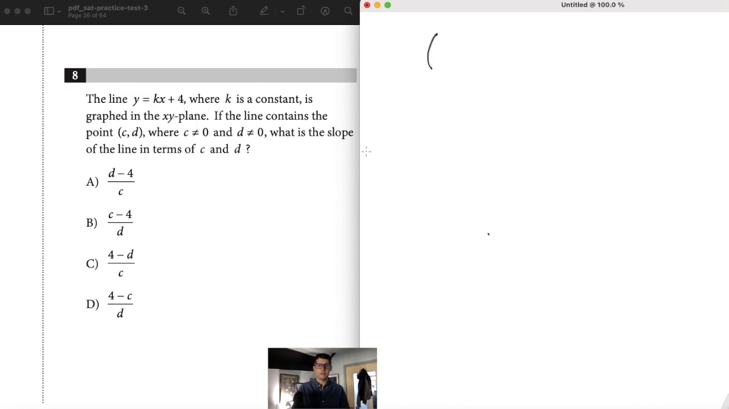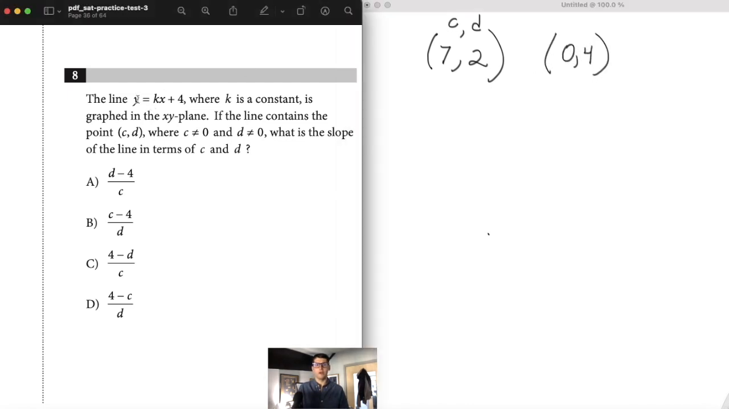Let's make it, this math looks easy enough. Let's just make it like 7 and 2. So this is C and this is D. Okay, so the line has a slope, K, and the interesting part about this is that we know the y-intercept. We know another point, (0, 4), right? K is the slope, 4 is the y-intercept. It's the value of y when x is 0, right?